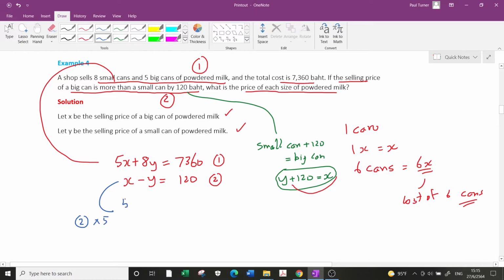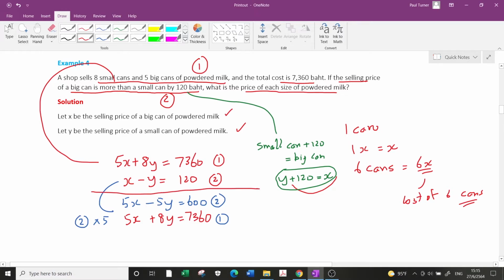So here we'll get 5x minus 5y equals 600. This is still equation 2, okay? So I'll write equation 1 again below that. So we have 5x plus 8y equals 7360. So these are our two equations we want here. Just mark that off there. So in this case, we can go equation 1 minus equation 2 here.